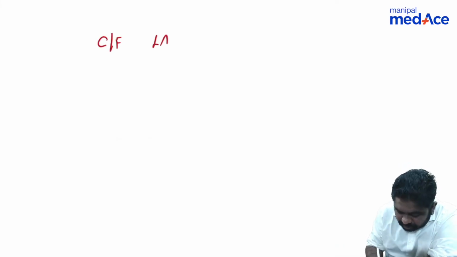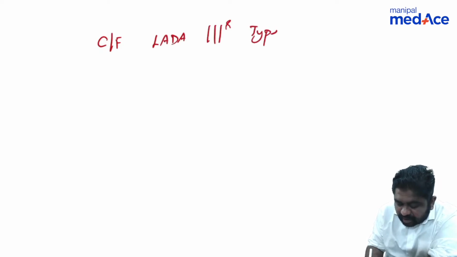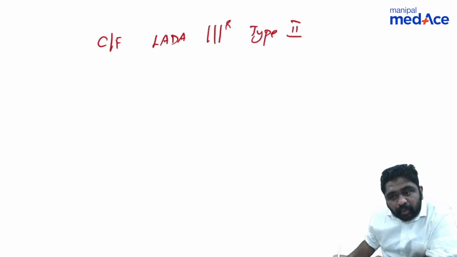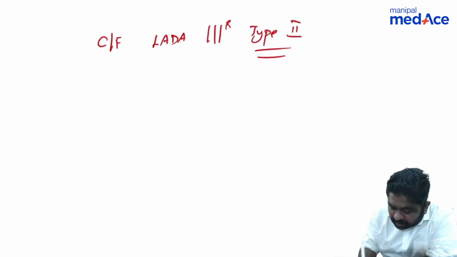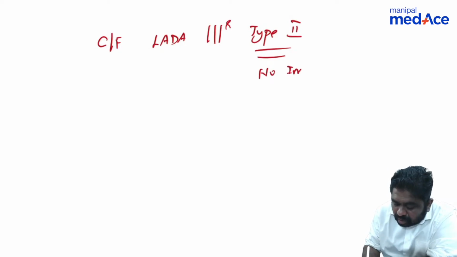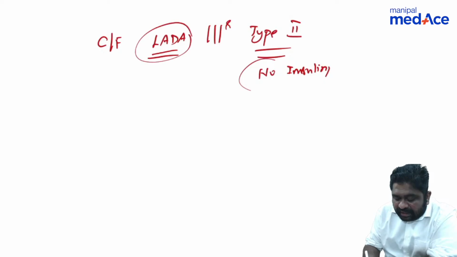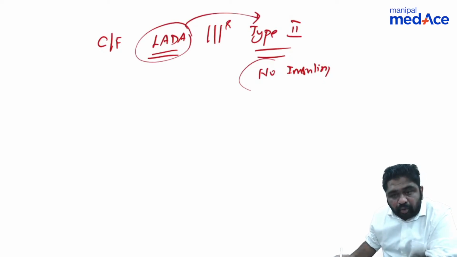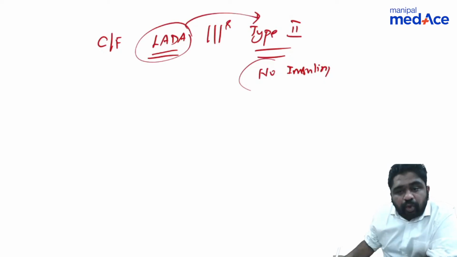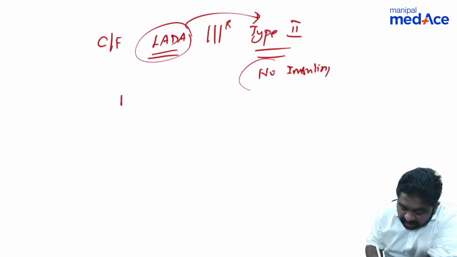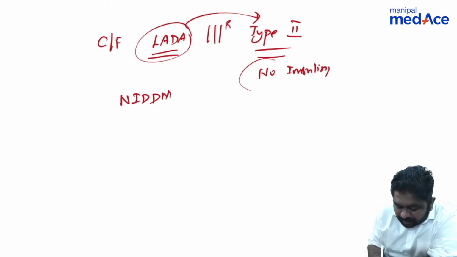Clinical features of LADA are similar to type 2. Now in type 2, will you give insulin? No. In type 2, no insulin. So if the LADA's clinical features are similar to type 2, you will call LADA also as what? What was the old name of type 2 I said? The old name of type 2 is non-insulin dependent diabetes mellitus.